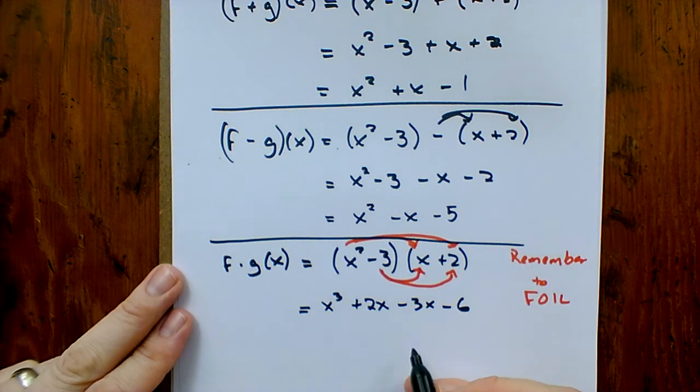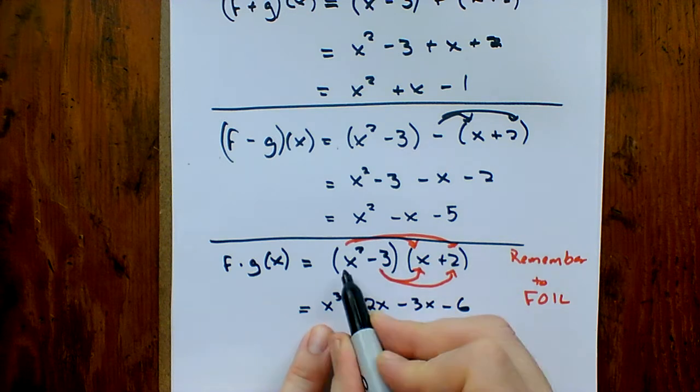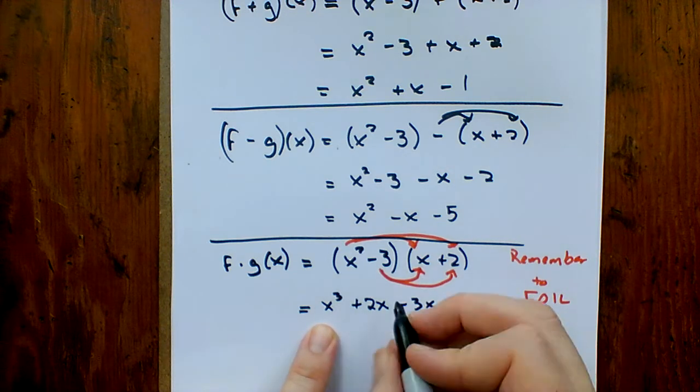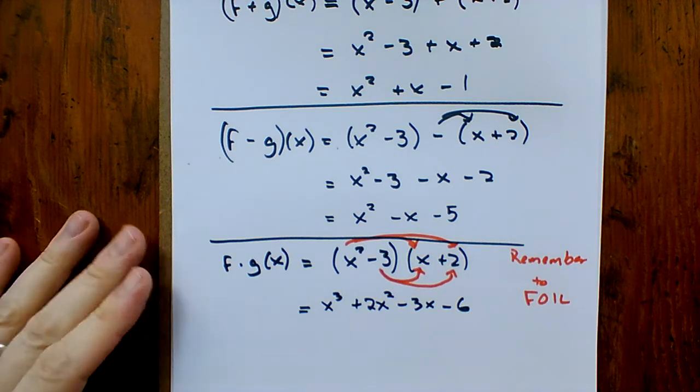And oops, I missed something here. When I first did that x squared times x, that should be x cubed. x squared times 2 should be 2x squared. So at this point, I am done with that one, and I don't need to do anything else.